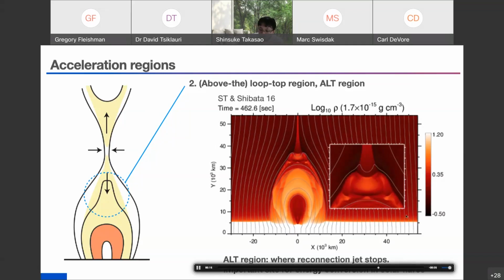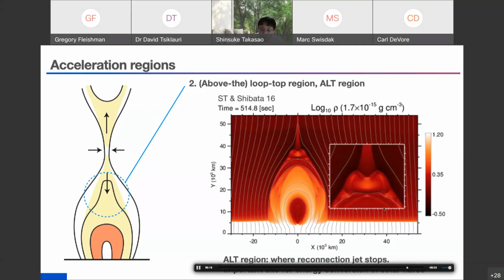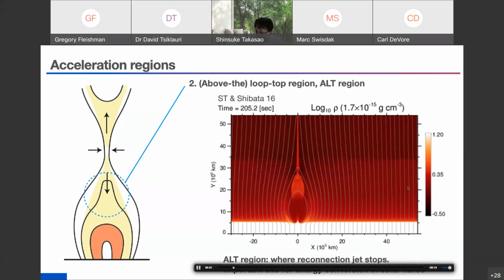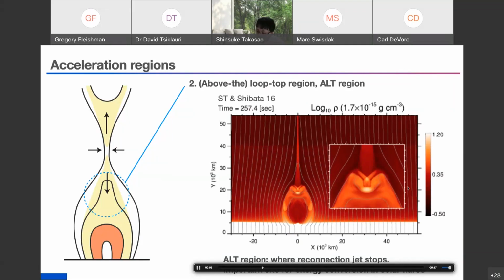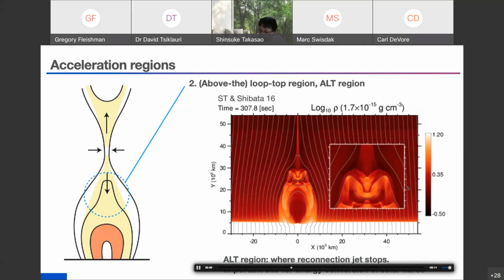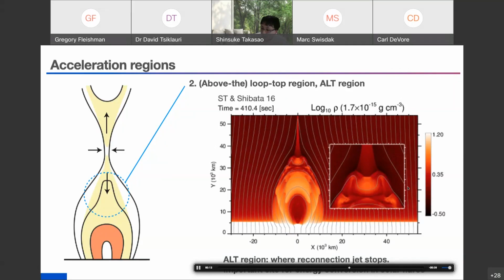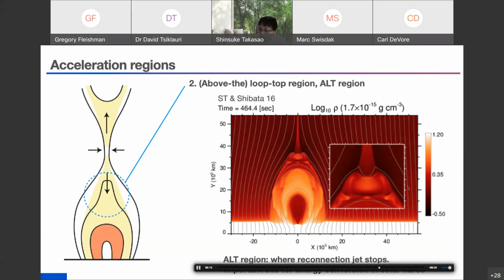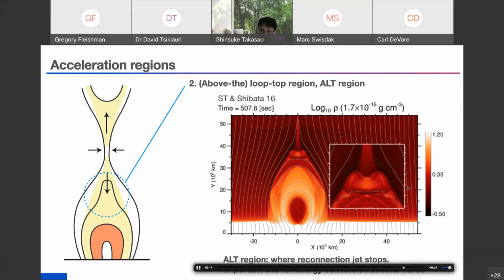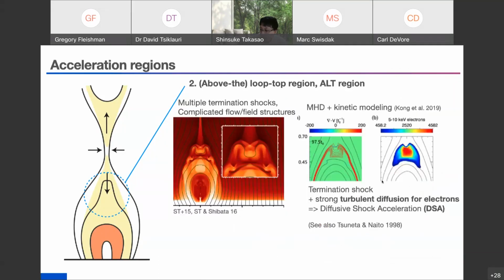In this panel, enlarged above-the-rooftop region, the bulk kinetic energy of the reconnection jet has to be converted to thermal energy and probably to non-thermal particle energy. So the ALT region should be a very important site for energy conversion in solar flares. MHD simulations found multiple shocks in the above-the-rooftop region, and also found complicated flow and field structures.